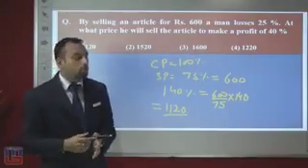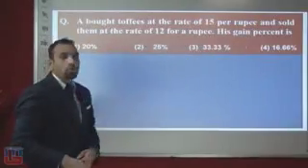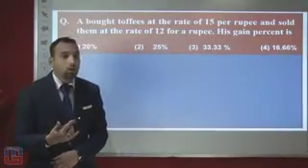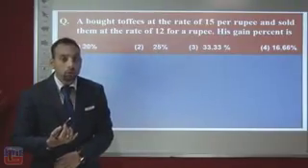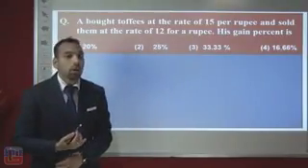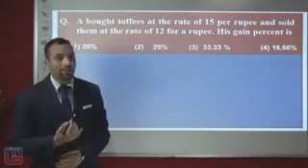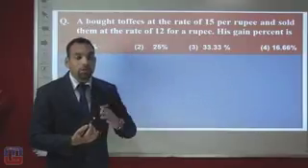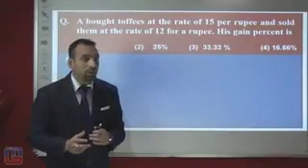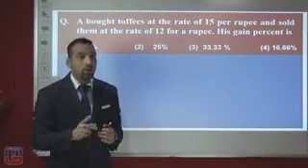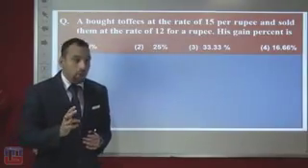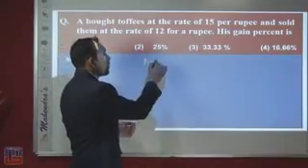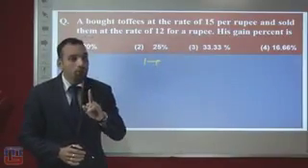Alright, now let us move to the next question and see what it is saying. The next question is: A bought toffee at the rate of 15 per rupee and sold them at the rate of 12 for a rupee. His gain percent is? Now, this is a very important question, and many times this question has come in the examination as well. Now, what are the tricks and what is the approach? A man bought toffee at the rate of 15 per rupee, which means for 15 toffees he is getting for rupees 1.